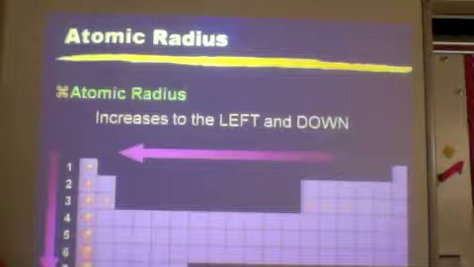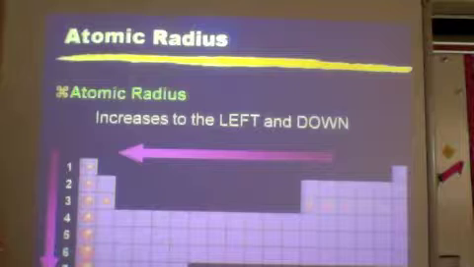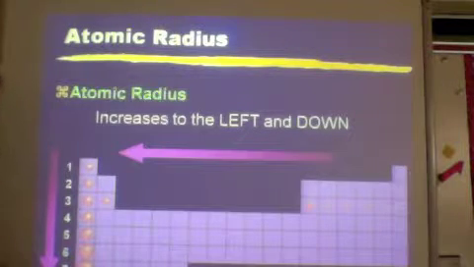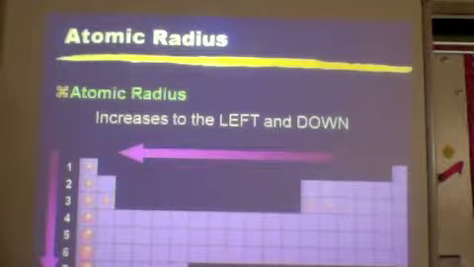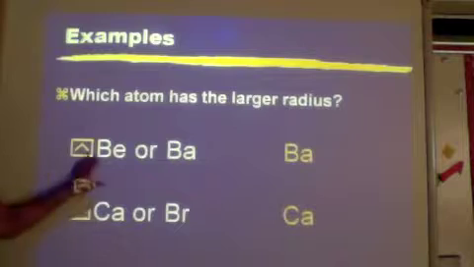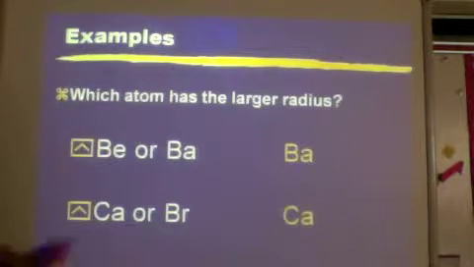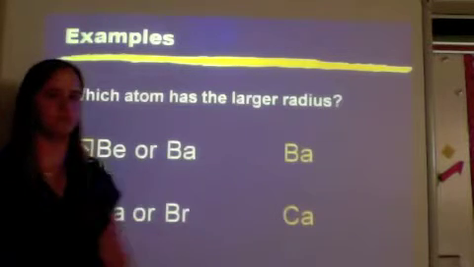So, out of all the atoms on the periodic table, your biggest atom is going to be francium because it's the furthest left and down. So take a second and answer these questions. Which one has the largest radius? Out of beryllium and barium, barium is the furthest left and down. Calcium and bromine, calcium is the furthest left and down.